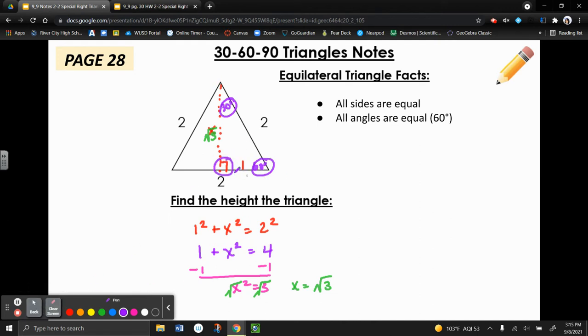A 30-60-90 triangle has this short side, which is going to be the side length of 1, this long leg, which is going to be the side length of the square root of 3, and then we have the hypotenuse, which is going to be equal to 2.